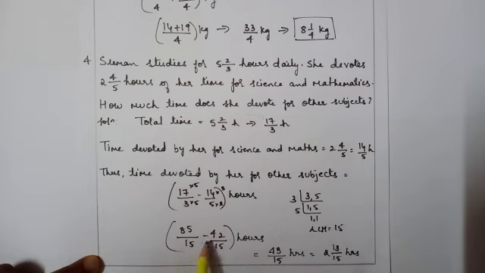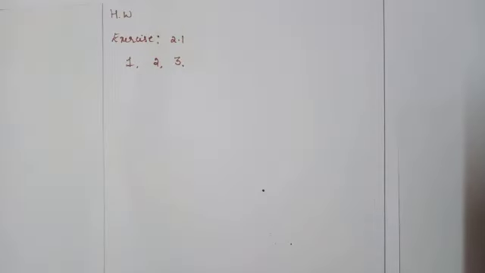When you subtract the numerators, that is 85 minus 42, you will get 43 by 15, the common denominator. When you convert this improper fraction to mixed fraction, you will get 2 13/15 hours.